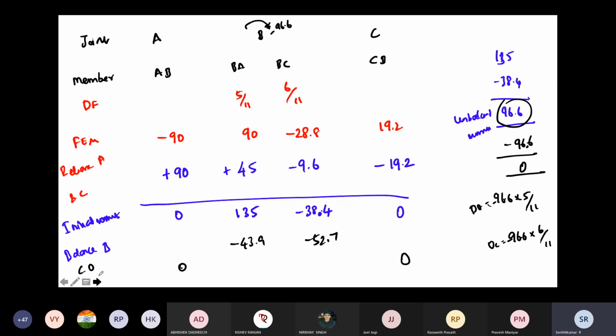Now I am just checking what the final moment is. So how will my final moment be? Here minus 90 plus 90 will be 0. So again from here 90 plus 45, 135. Sorry, this is the initial moment. So this 135 minus 43.9, how much will it be? Plus 91.1. Here again, this is the initial moment after solving everything. So minus 38.4 minus 302.7, if you are adding 91.1.